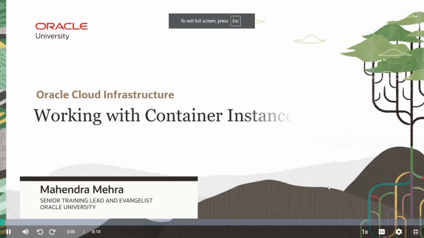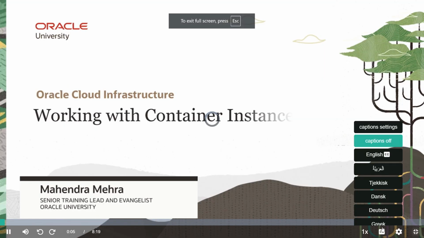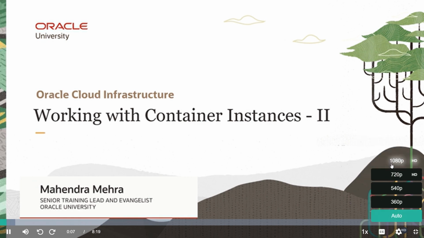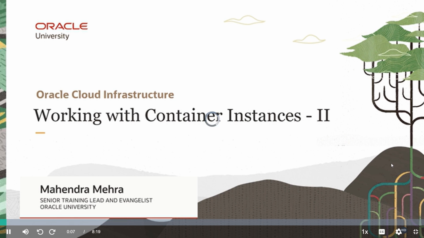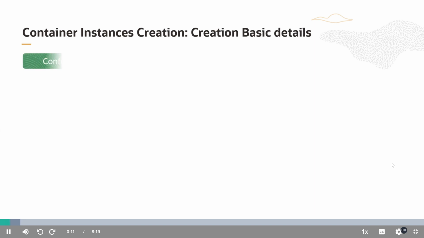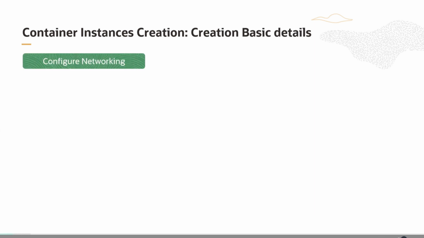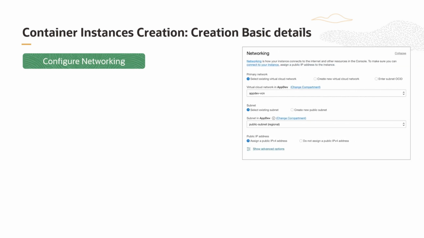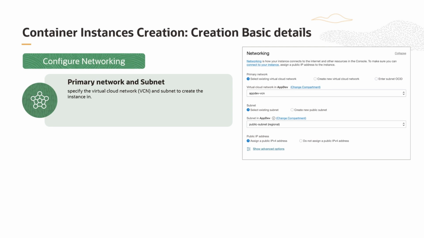Welcome back. Let's continue exploring container instances from where we left off in the previous lesson. Moving on to the container instance creation wizard, let's explore the creation basic details section. Under networking, you will configure the network details for the instance. This includes specifying the virtual cloud network and subnet where the instance will be created. You have the flexibility to choose whether to use an existing VCN and subnet, create a VCN or subnet, or enter the OCID of an existing subnet.